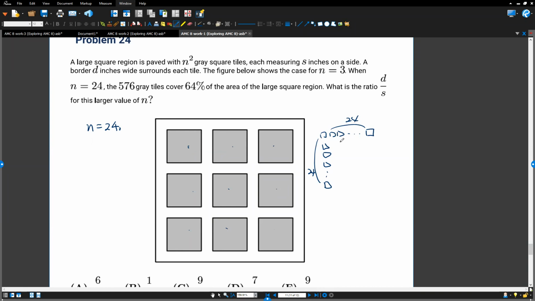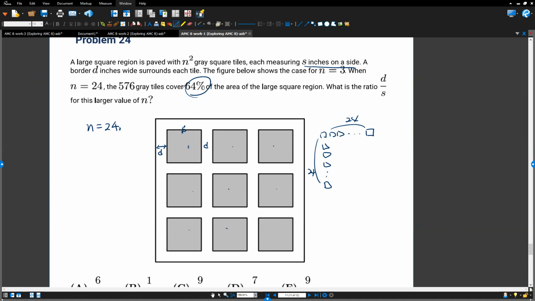So we let S inches be the side. This is S. This is S. And D is between the lengths. This is D. And this is D. Okay. So what is the ratio of the largest square to the entire square? It is 64%. That is not hard, I think, because that's just one ratio problem.